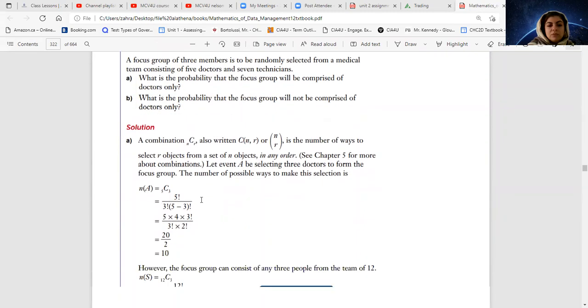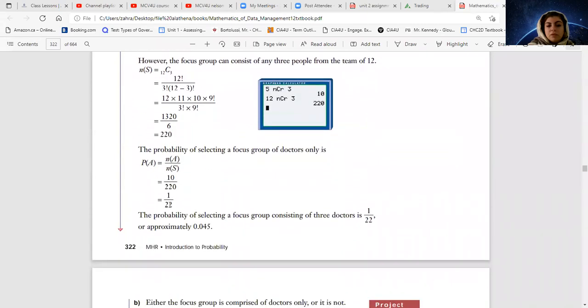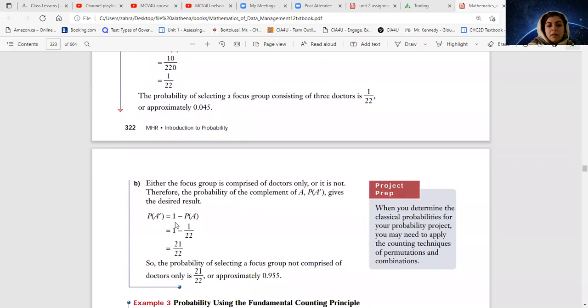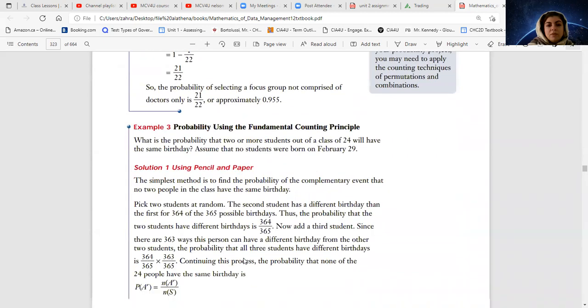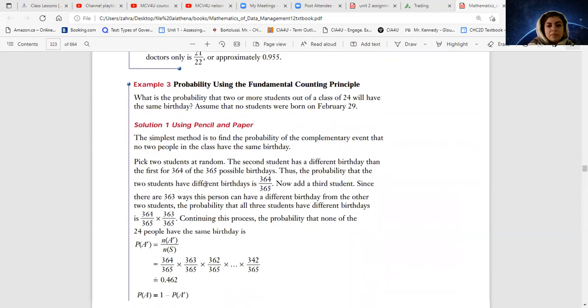Okay, part B asks, what is the probability that the focus group will not comprise only doctors? The probability of just doctors being there is 1 over 22. So the probability of not only doctors is going to be P(A prime), which is 1 minus P(A). Probability not only doctors is 1 minus the probability of only doctors: 1 minus 1 over 22. Take a common denominator, 22 minus 1 is 21, so the answer is 21 over 22.